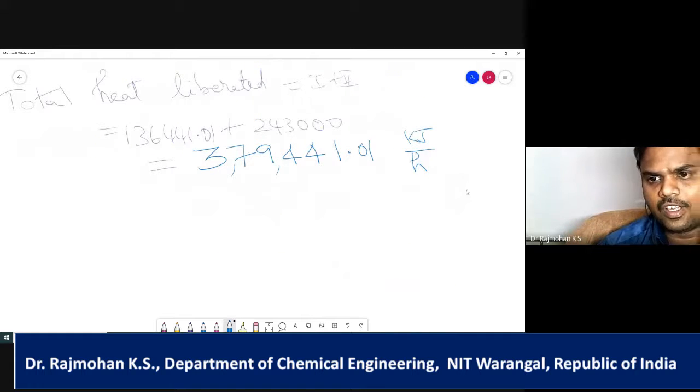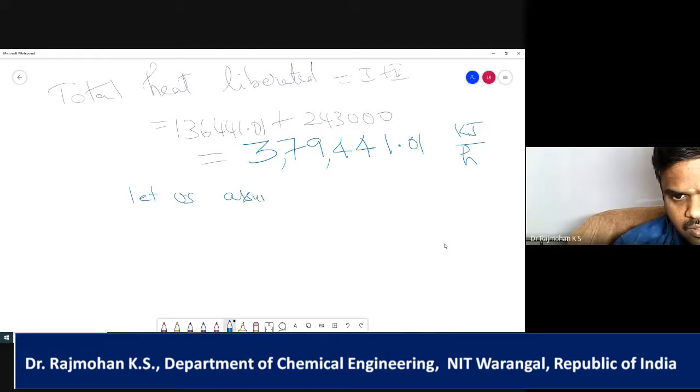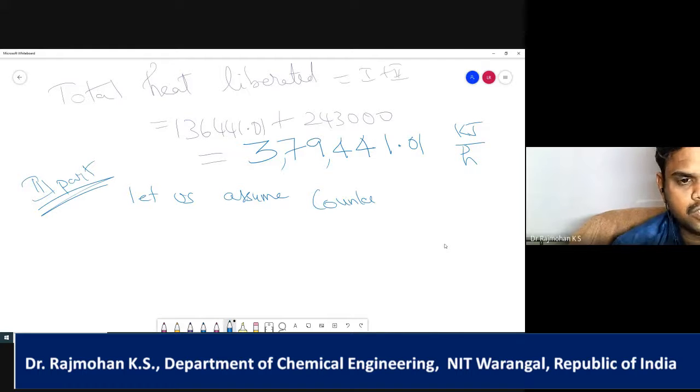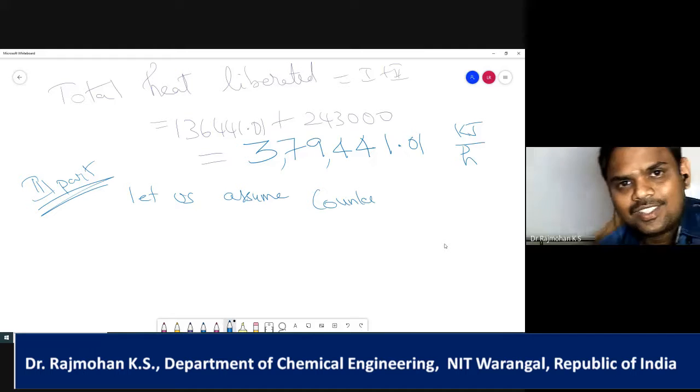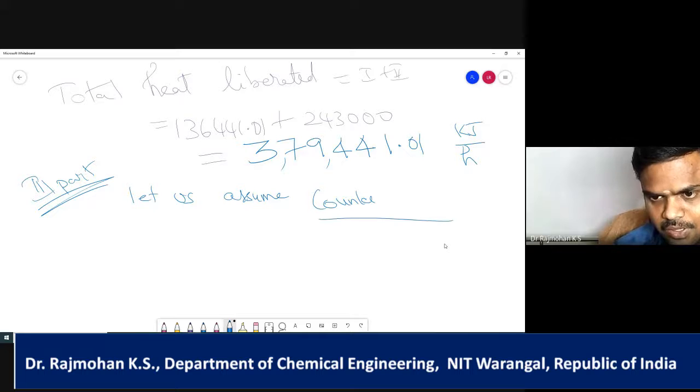If it is asked separately, you can round off, but I am going to use the same value because we proceed further to find out the heat transfer area. To find the heat transfer area, let us assume counter current flow. This is the third part of the problem. The first part is finding the F and M values. The second part is finding the total heat liberated. The third part is finding either the U value, the overall heat transfer coefficient, or the heat transfer area required. So you assume a counter current flow.